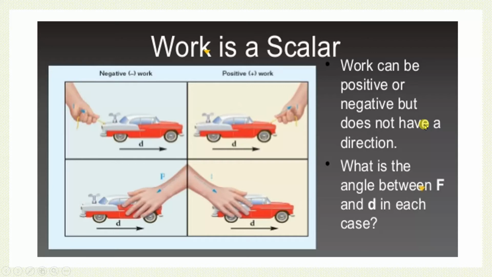It all depends upon the direction. No, not direction, beta. It all depends upon the angle of force with displacement. Means you can see here the four situations. Number one, in this first situation, you can see the car is moving horizontally. This D is showing the direction of the distance covered by the car, and this yellow colored rope is showing the direction of force applied.